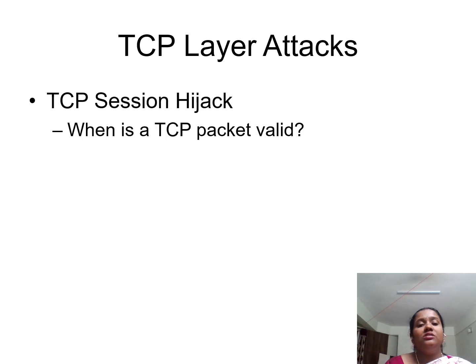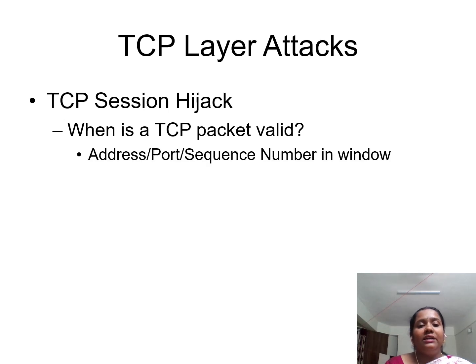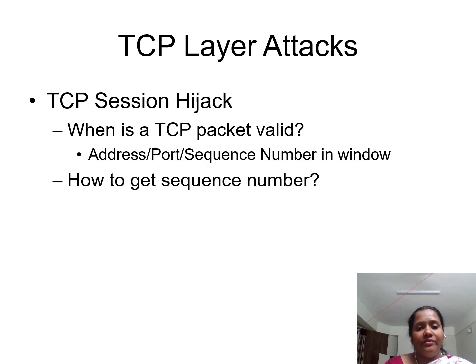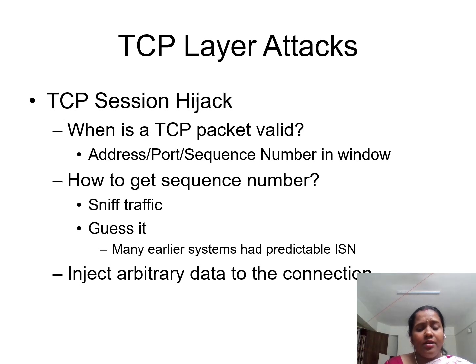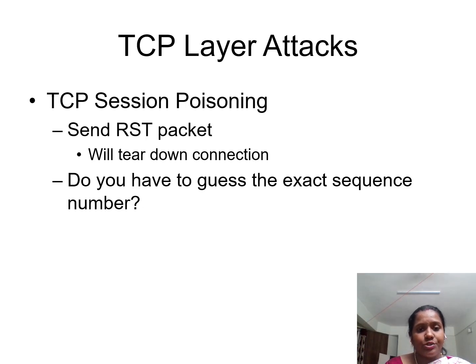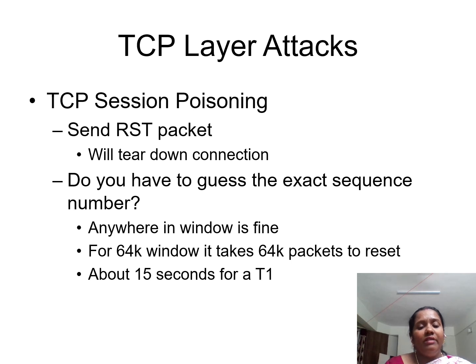Next is TCP hijacking, where the TCP packet is valid if it contains the addresses, ports, and sequence numbers in the window. To get the sequence numbers, we use sniffing of traffic and guess them, using the predictable ISN. It can inject arbitrary data into the connection too. With TCP session poisoning, a reset RST packet will tear down the connection, and it guesses the exact sequence number. It can be anywhere in the window, and with 64K windows, 64K packets can reset it in about 50 seconds.